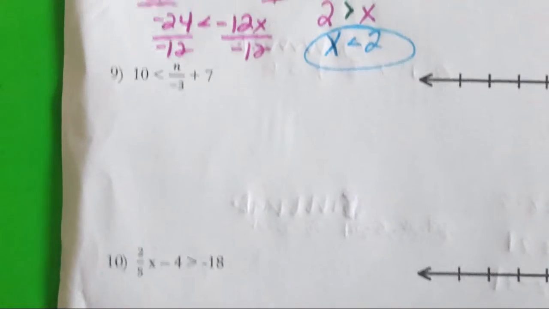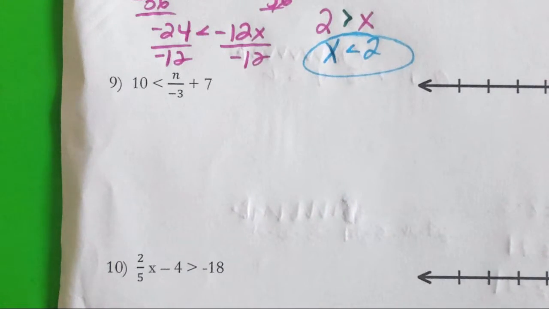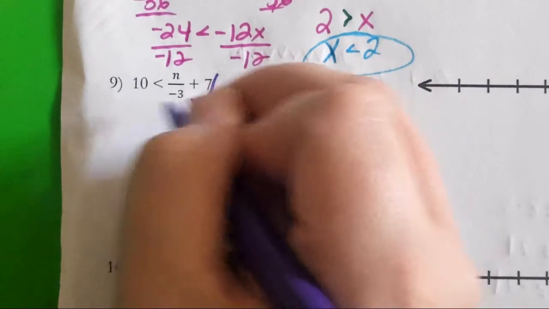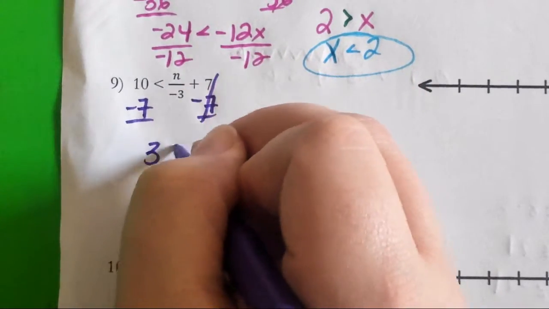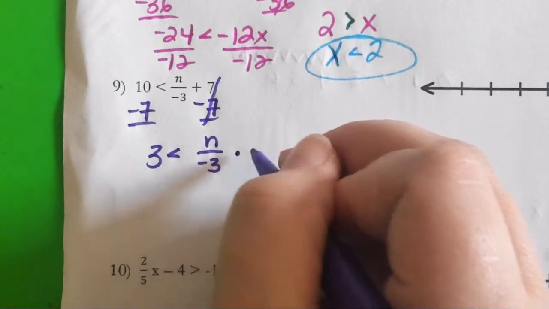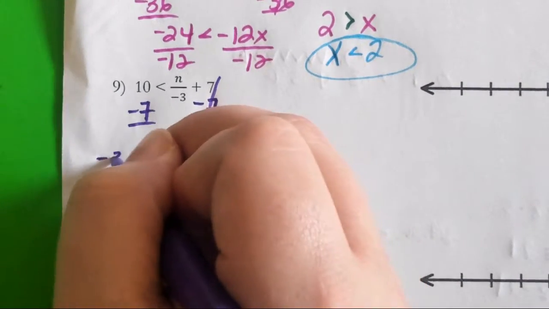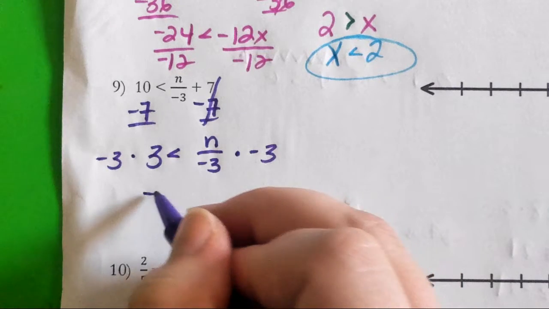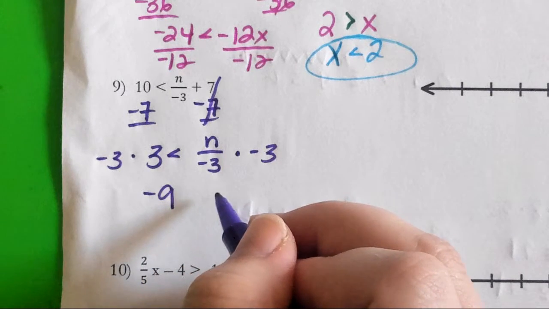So excited. Number 9, Madeline. Subtract 7 from both sides. Okay, if we subtract 7 from both sides, we have 3 is less than n divided by negative 3. Now what? Multiply by negative 3. If we multiply by negative 3 on both sides, we have negative 9 is, plus there.